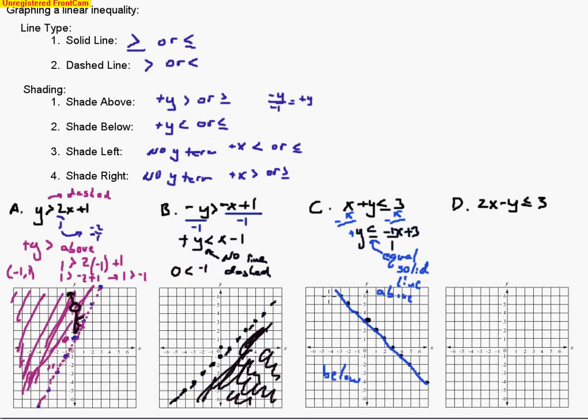So think of less means we need smaller y values. The smaller y values are on this side. Bigger y values are above. They're on this side. So this is the region that we would end up shading.